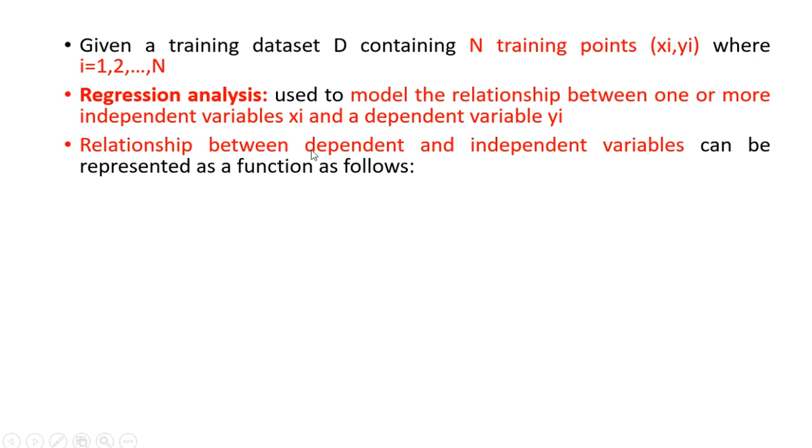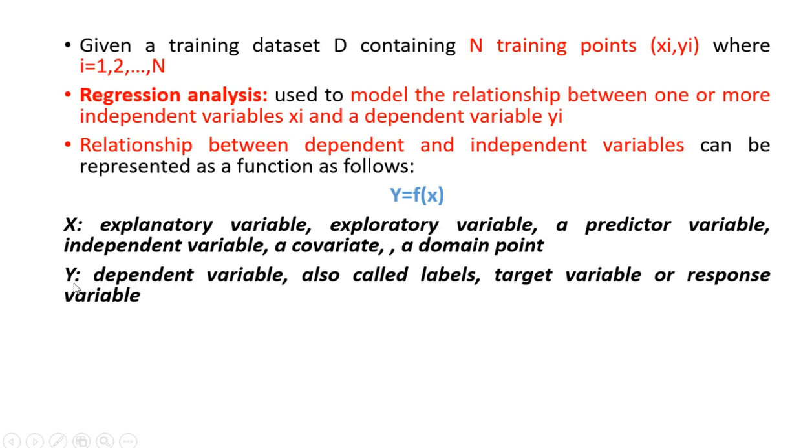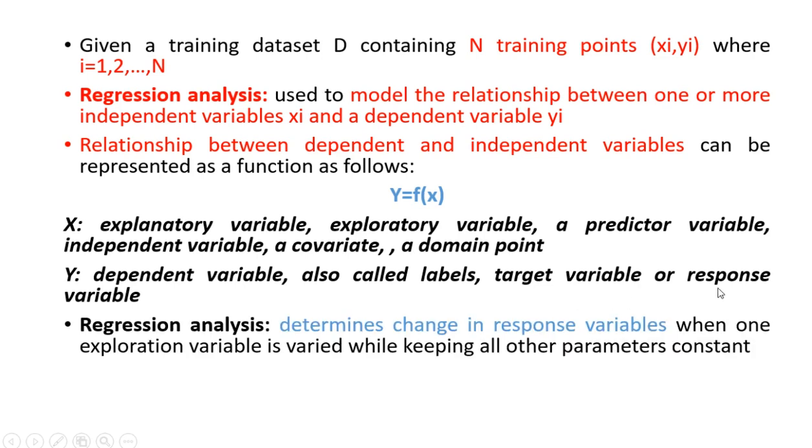This relationship between the dependent and independent variables can be represented as a function, y is equal to f of x, where y is the dependent variable because its value depends upon the value of x. So x is also called an explanatory variable. It is also called an exploratory variable or a predictor variable, independent variable, covariate or domain point. These are the different names you can give for x, whereas y is a dependent variable because it depends upon x. It is also called labels, target variable or response variable.